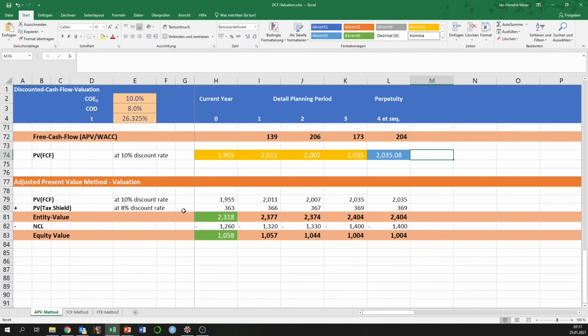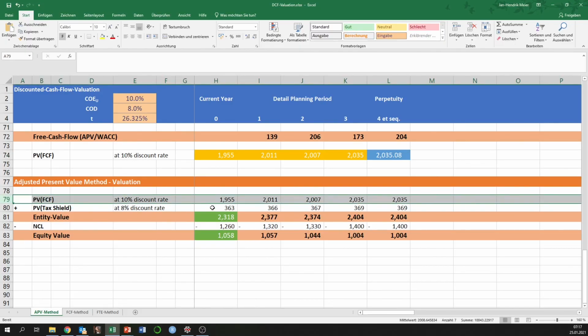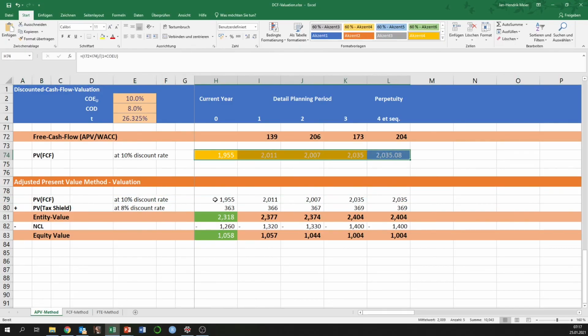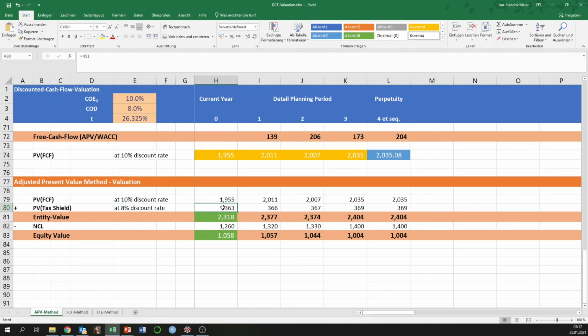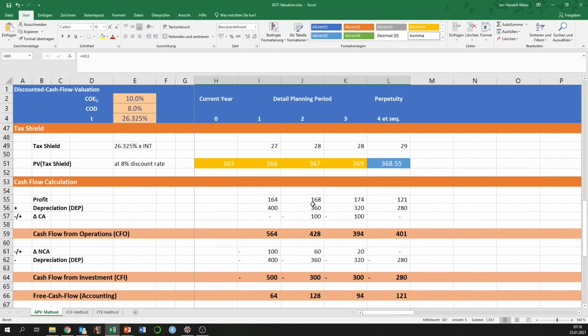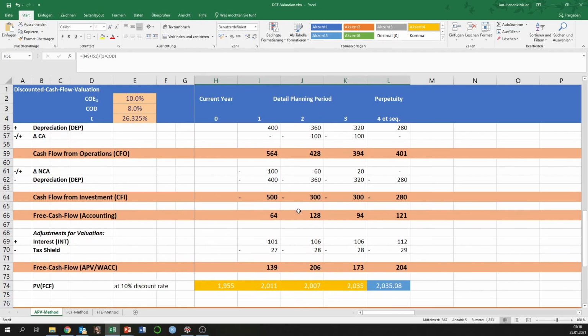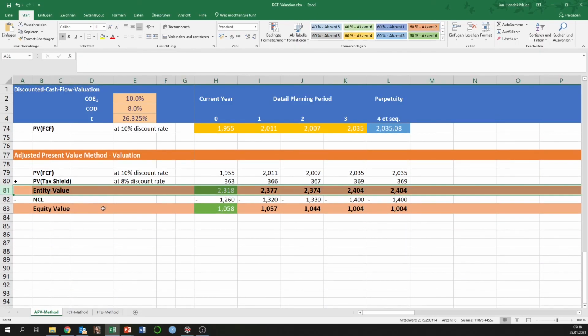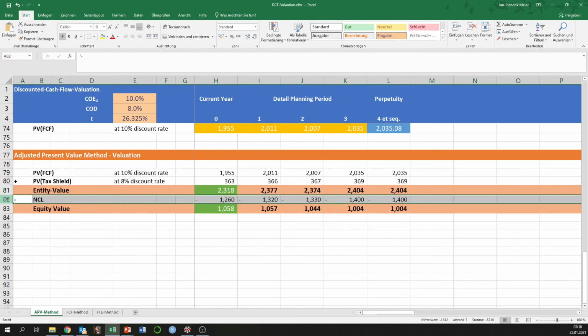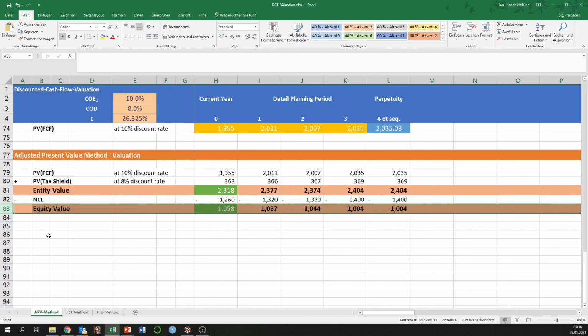Now the adjusted present value method, the valuation is pretty easy. We have the present value as of here, it's the same we have here. The present value of the tax shield is given here. That's the same that we already saw here. Adding both will end up in the entity value of the levered firm, and minus the debt, minus non-current liabilities, will end up in the equity value of the firm.